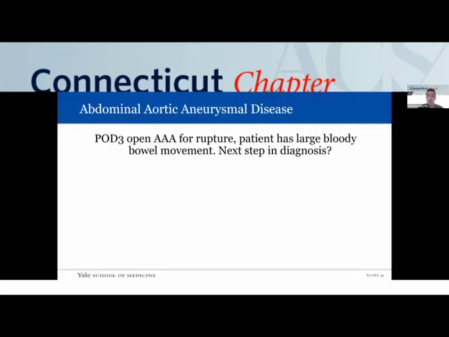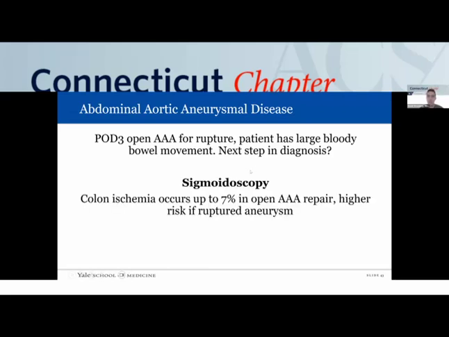So a few scenarios that you're likely to get. Post-op day 3 for an open AAA for rupture, patient has a large delayed bowel movement. So next step in diagnosis. So the question is, what are you worried about? And I'd probably be most worried about ischemic colitis. And so sigmoidoscopy would be the next step.